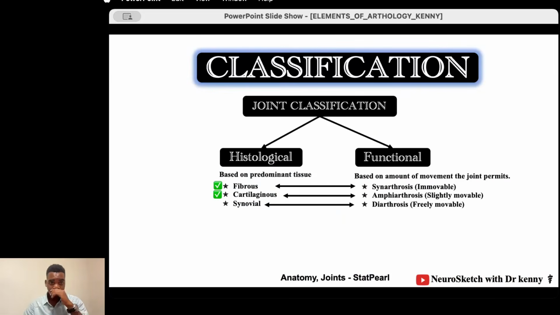All right, so guys, we are done with the fibrous joint and cartilaginous joint, and the last part of this discussion will have a separate video, which will discuss the synovial joint.